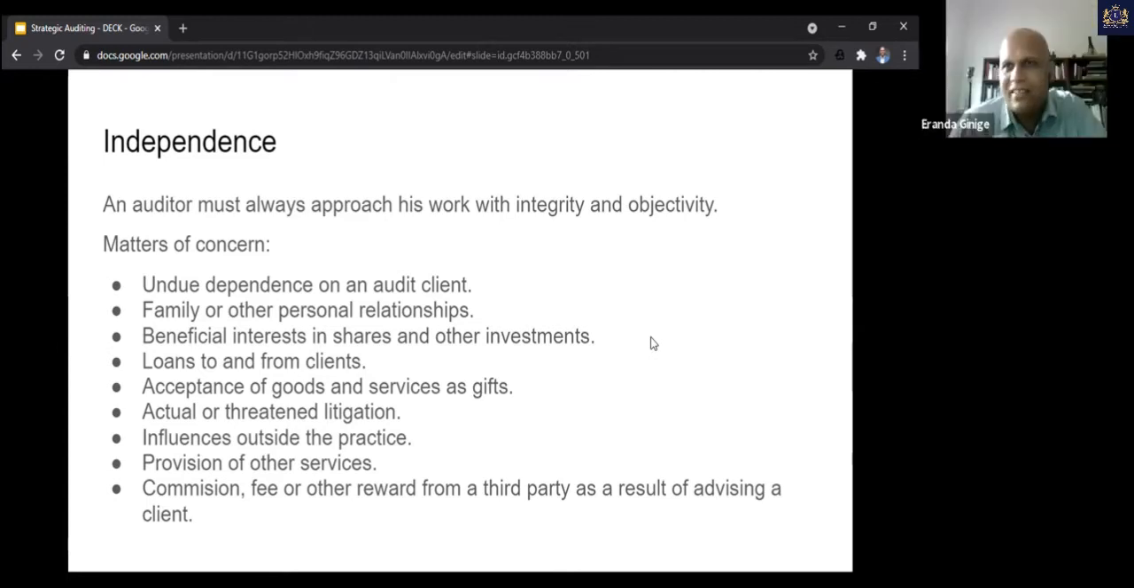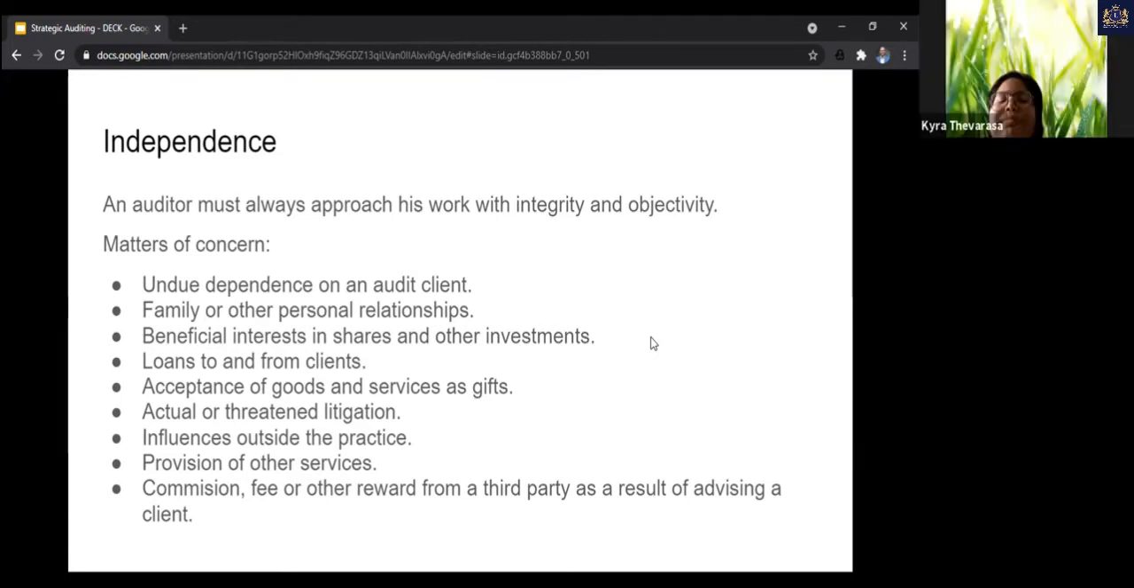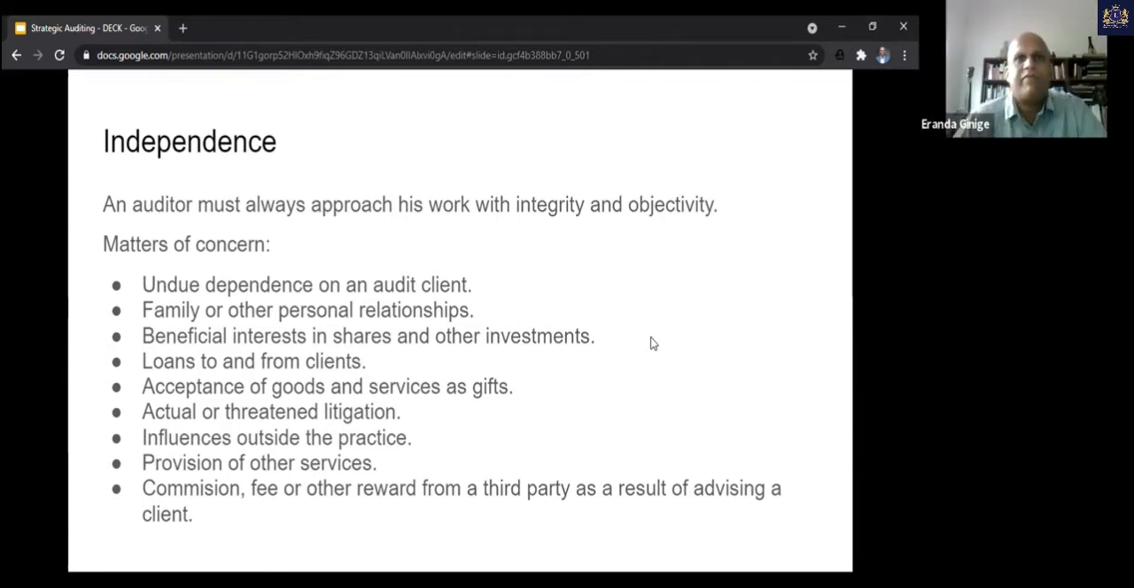Yeah, it's fine, but it can lead to problems. So auditors especially should refrain from receiving goods and services as gifts, right? They should not get special discounts for whatever, right? They should reject if at all they are offered something.